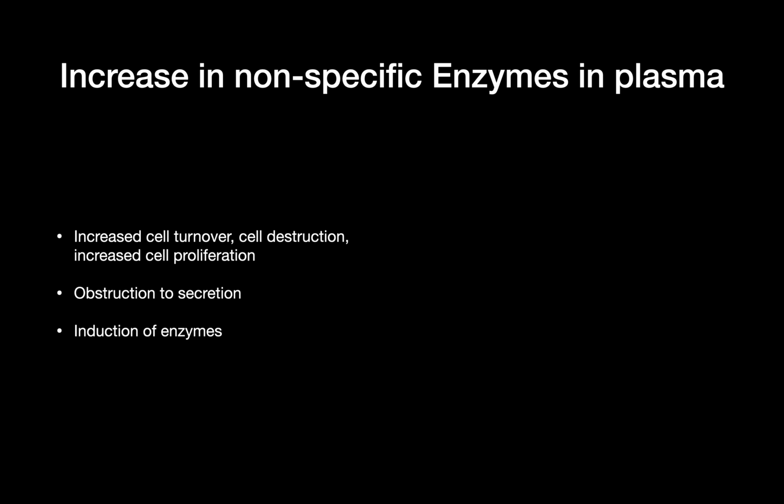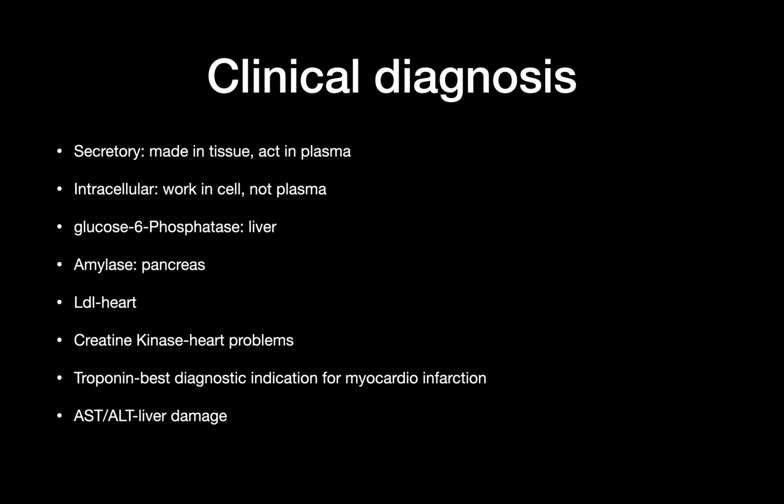So an increase in non-specific enzymes in plasma shows up as increased cell turnover, cell destruction, or increased cell proliferation. And that can be problematic because they can form obstructions to secretion and cause buildups and induce more enzymes. So then it would be like a cycle. So you make more enzymes, and then there's more destruction, and then there's more buildup.